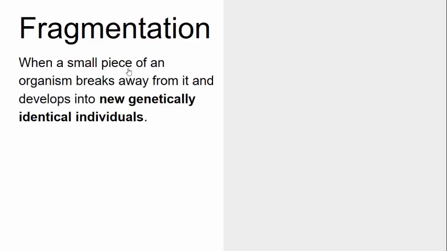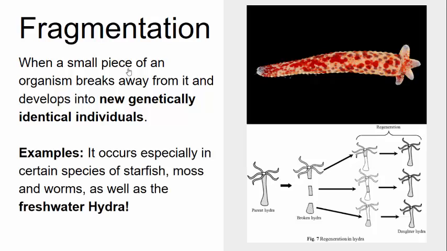Let's talk next about fragmentation. Fragment just means to break apart. So if a small piece of an organism breaks away from it, it can actually develop into a completely new genetically identical individual. That's kind of cool. For example, if we took something like a starfish, maybe you walk by the ocean, you've seen a starfish, they usually have 5 arms coming out from their body.